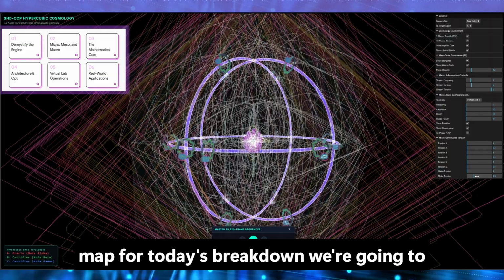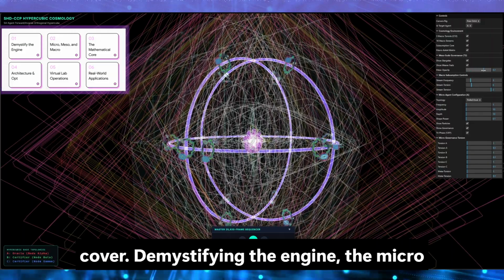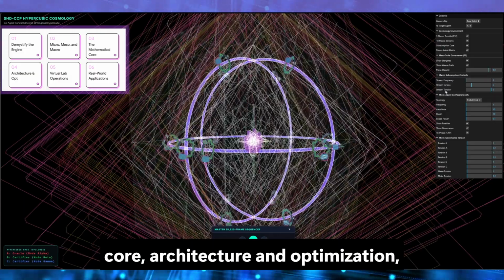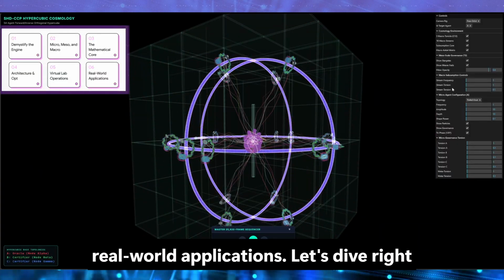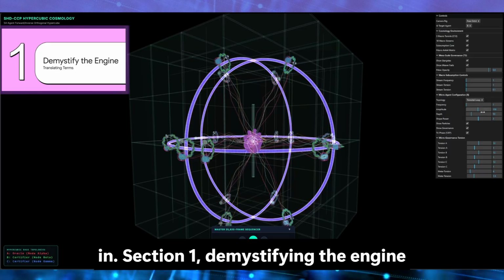So here is our quick roadmap for today's breakdown. We're going to cover demystifying the engine, the micro, meso, and macro scales, the mathematical core, architecture and optimization, operating the virtual lab, and finally, real-world applications. Let's dive right in. Section 1.